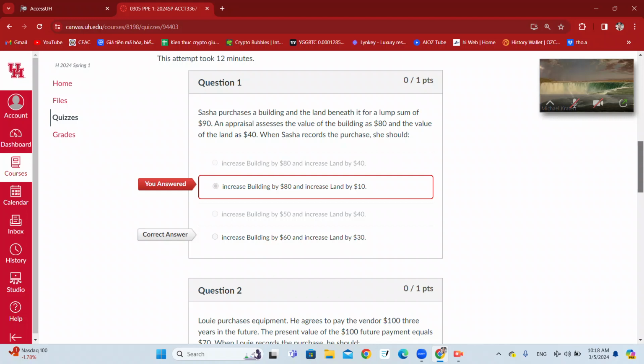Okay, next question. I buy an asset. I borrow money. The present value of what I'm paying is 70. So the asset is worth 70 and the liability is worth 70. Increase asset equipment by 70, increase note payable by 70. If an asset and a liability both go up by the same amount, assets minus liabilities do not change. Thus, there is no revenue or expense in this transaction. The only choice that is consistent with what I just said is the first one, increase equipment by 70.